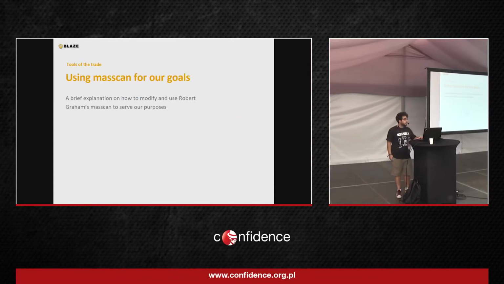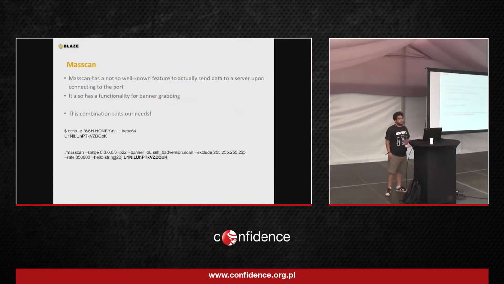Here's a brief explanation of using MassScan for our goals. I'm sure that you guys are familiar with MassScan. MassScan is the port scanner that you can use to do internet-wide scans in just a couple of hours. It also has a great feature that it detects banners. It also has this little-known feature that makes it possible to send some sort of payload. It's called hello string, here in base64. So whenever you connect to something, you can send some sort of payload and get whatever response back.